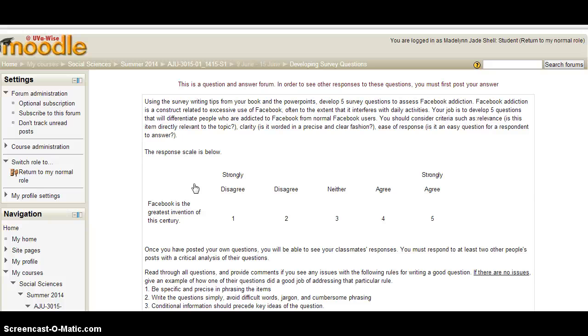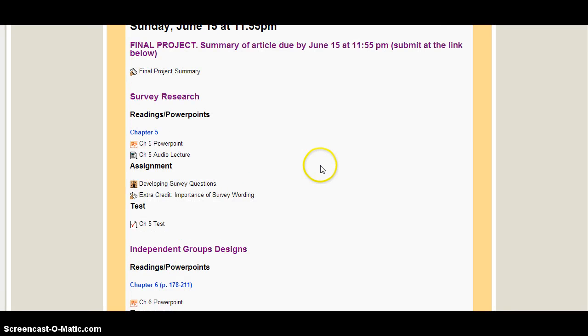And once you've posted your questions, you need to respond to at least two other people's posts and give them a thorough and constructive critique to help them improve their questions. There's also an extra credit opportunity associated with this chapter that's located under the assignment.